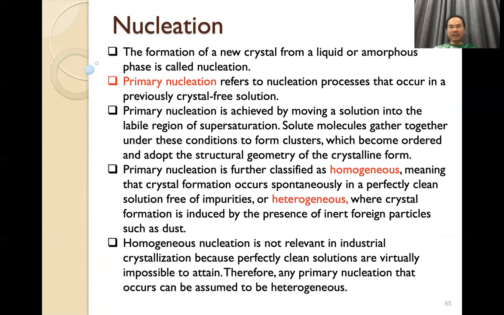For this case, the formation of new crystal from a liquid or vapor phase is called nucleation. I told you what primary nucleation is. The primary nucleation process occurs in a previously crystal-free solution. That means a clear solution, no crystal, no foreign particle. For a clear solution, it separates into homogeneous and heterogeneous. Homogeneous means crystals can occur spontaneously in a clear solution free of impurity.